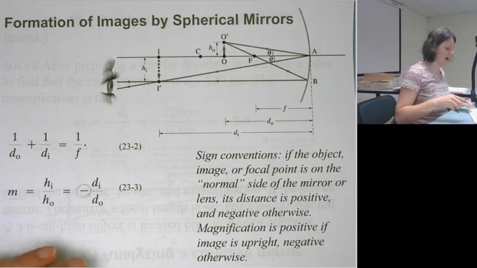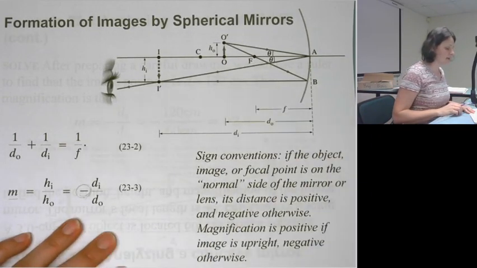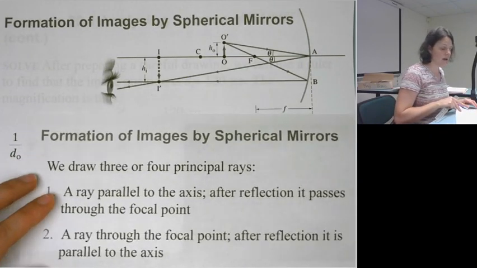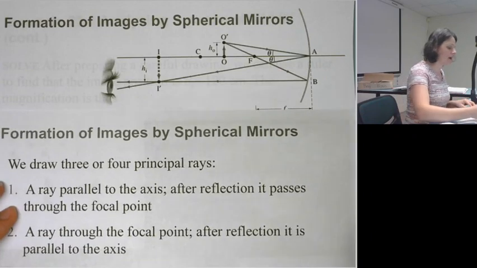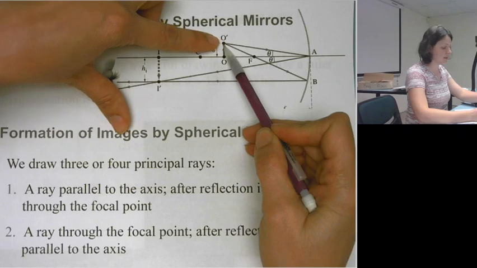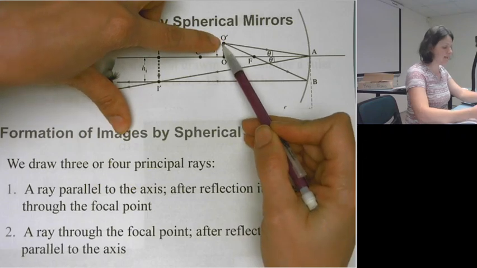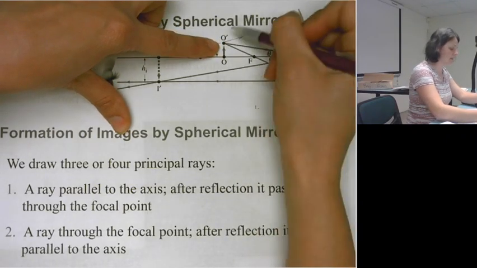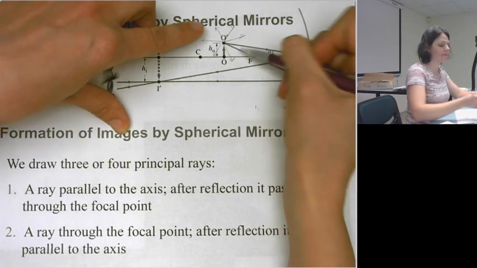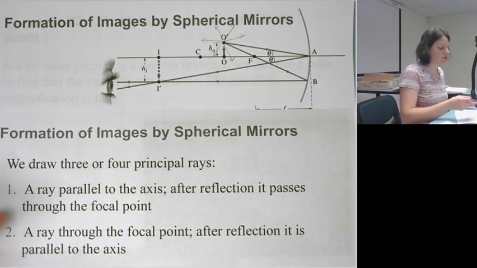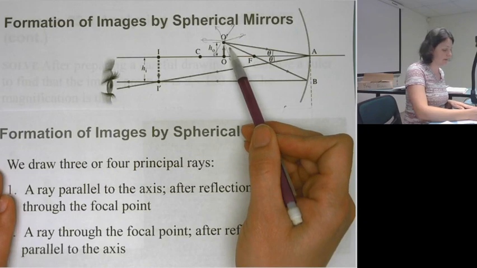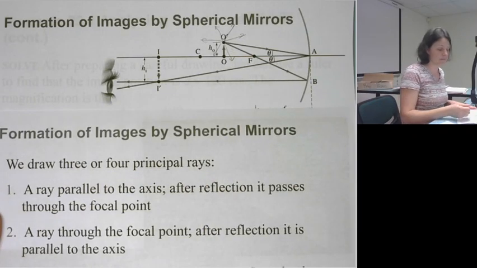So here is how the book has done the first 2 rays. Okay. So I have an object here that is sending out a light, and this light is going out equally in all directions. Right? It's going out equally in all directions, but I'm going to just pick out a few of these rays and draw them. Okay, and that's what these principal ray diagrams are for.